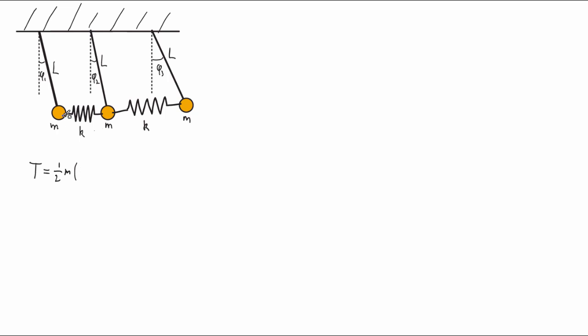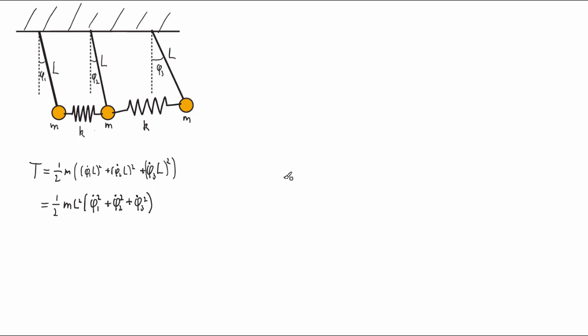Now we know that the velocity of the mass is just the angle phi1 dot times the length of the pendulum L, squared. And same thing for the other pendulums. And we can rewrite that like this, but just pulling out the L squared in front. All right, that's the kinetic energy.